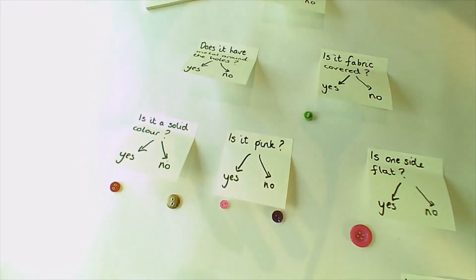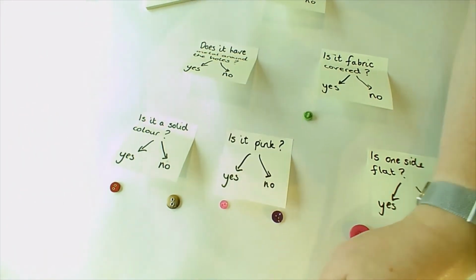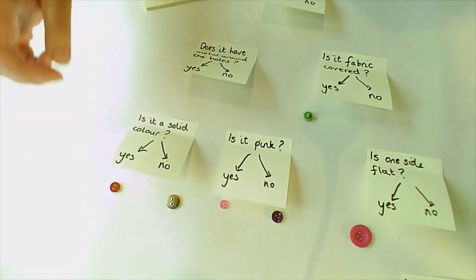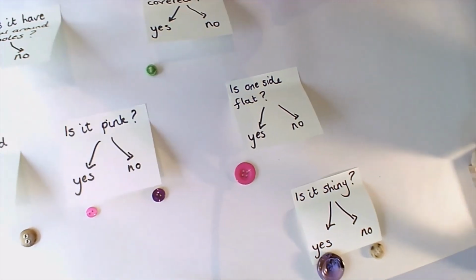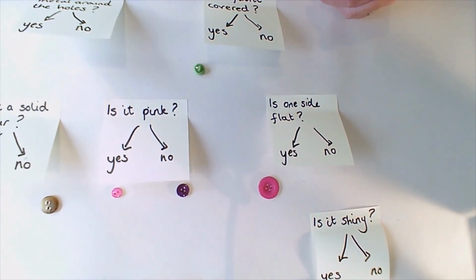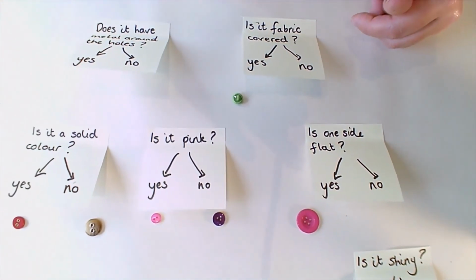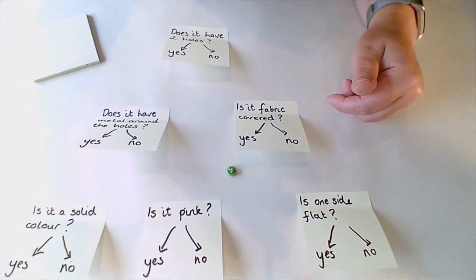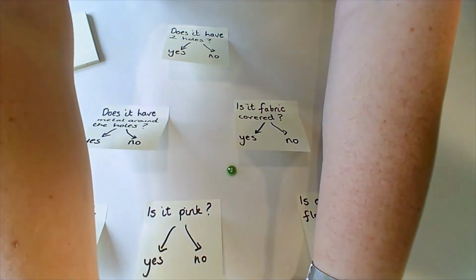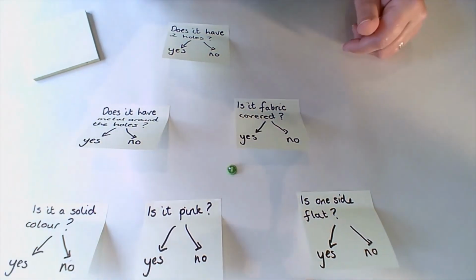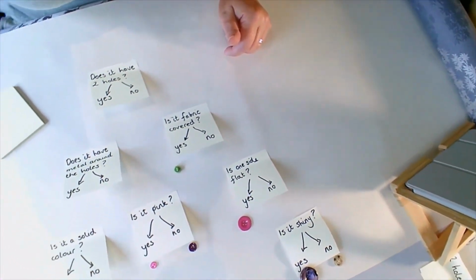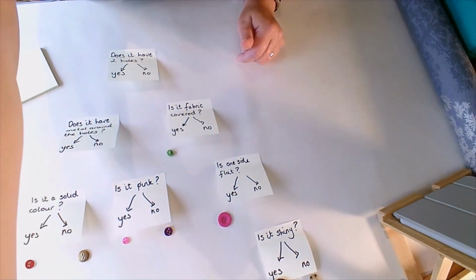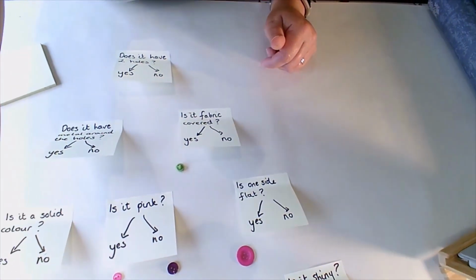I've got one button by each yes. So my tree diagram is complete. What I could do now, and what I'd do with children, is I would get them to take all the buttons off, put them at the top. The children move around the class and try everyone else's diagram out. Does it work? Can they end up with the same sort of answers? Because that's how you really know it works. Can you actually separate that group of objects?